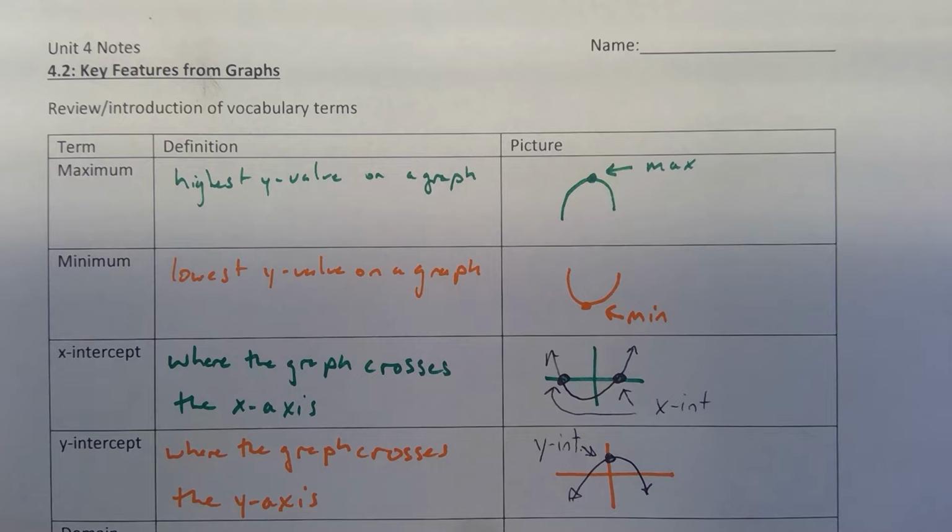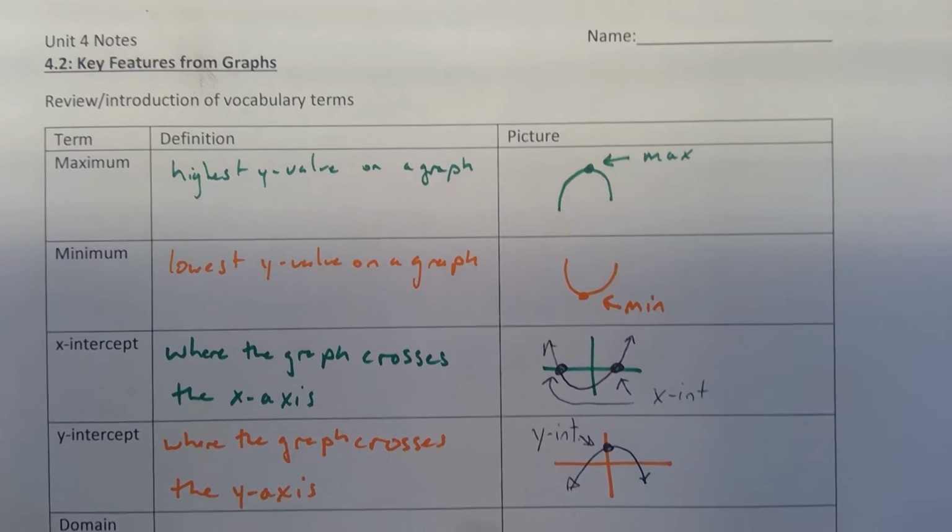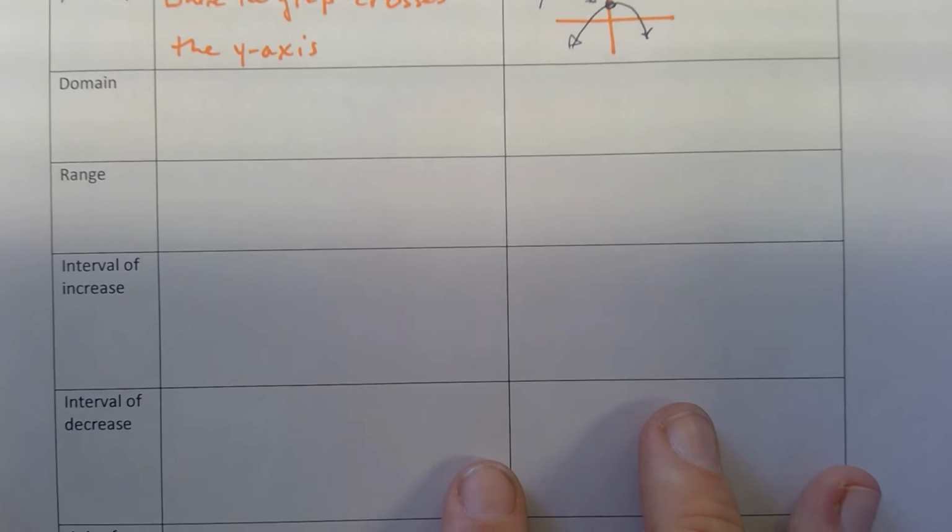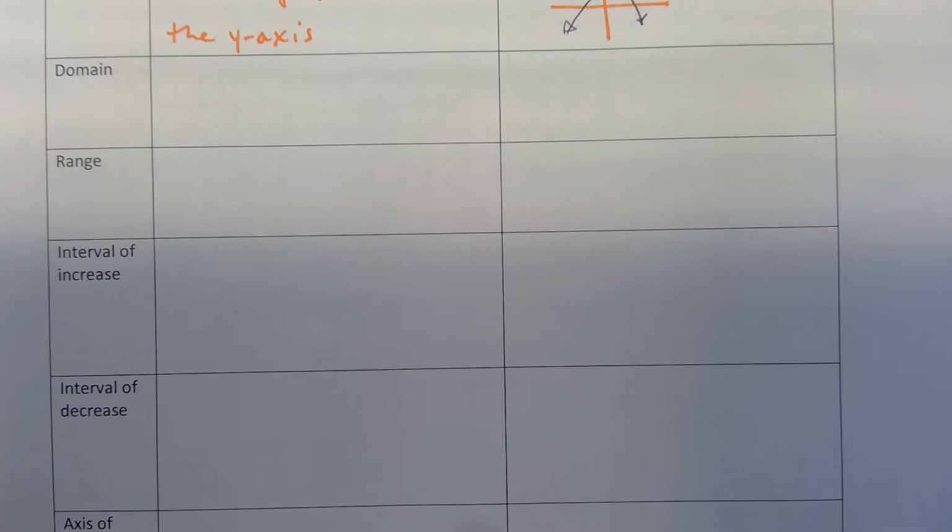Okay, so these four terms we saw on Monday when we looked at our key features from tables, and now we're just seeing them on graphs. These should all be review for us. Now, we're going to take a look at our domain and range. So these can be a bit tricky, but we have seen these before.